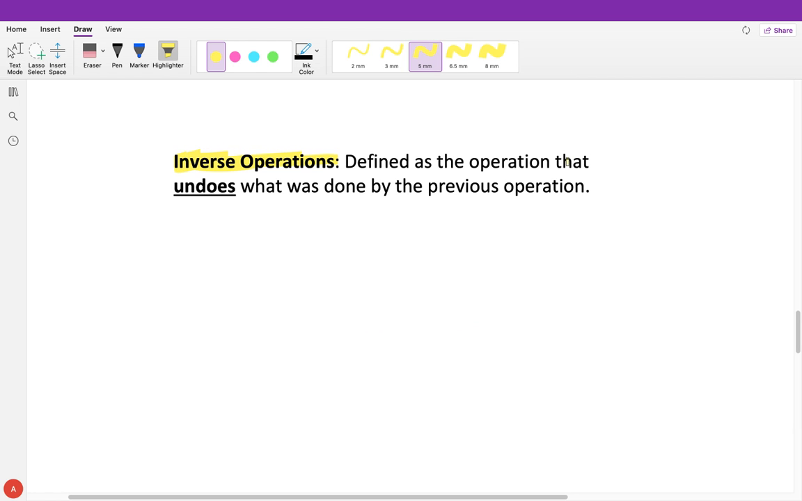And they're defined as the operation that undoes what was done by the previous operation. So we're undoing something. When we're seeing 5 times x equal to some number, we're saying, okay, if x is being multiplied by 5, how do we undo multiplication? So it's undoing the previous operations so that this way we can isolate our variable.